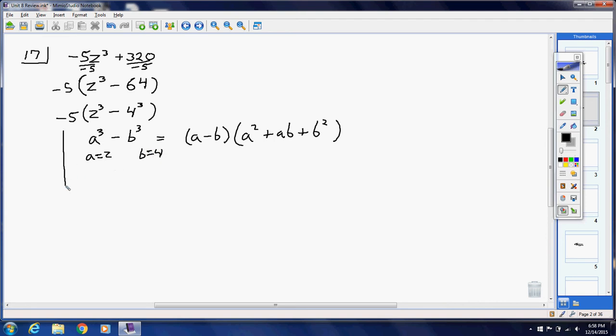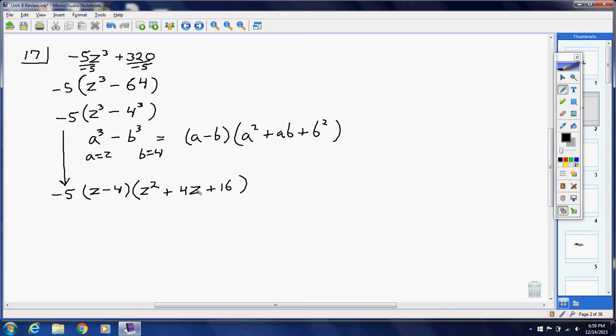All right, and don't forget that we are also multiplying. We factored out a negative 5, so that's a factor as well. So we plug in our a's and b's, and we have z minus 4 times z squared plus 4z plus 4 squared, which is 16. All right, there we have it. You see, we had to factor something out at the beginning in order to factor this out.